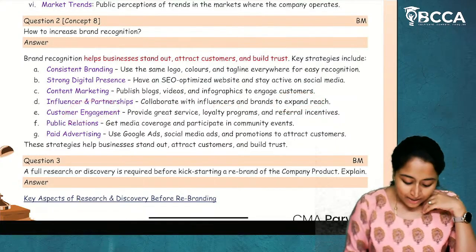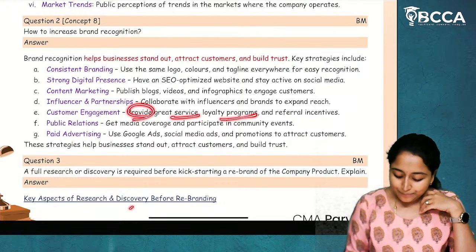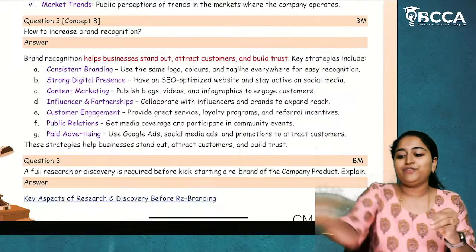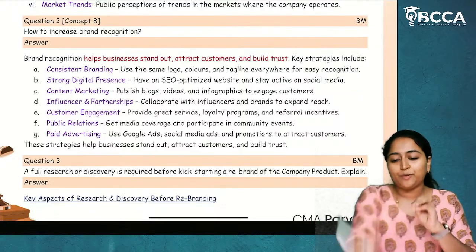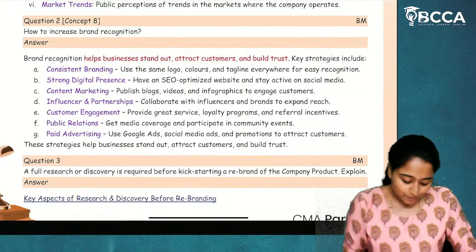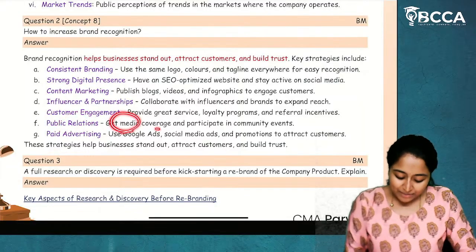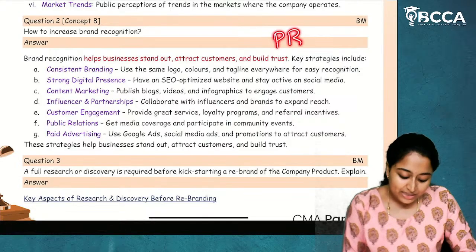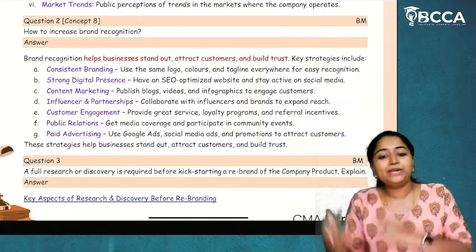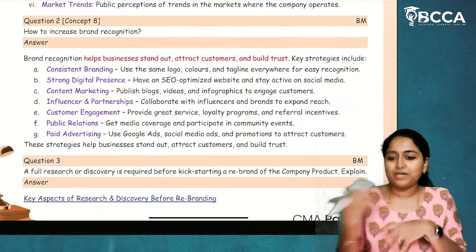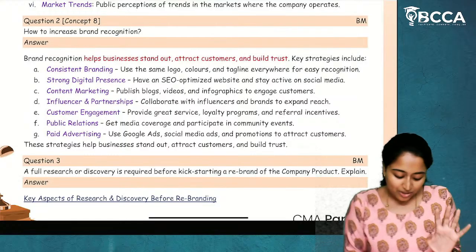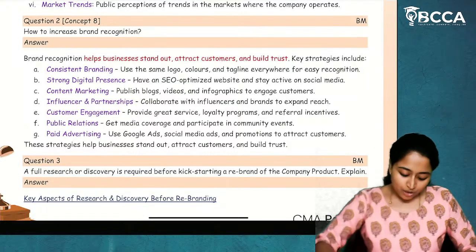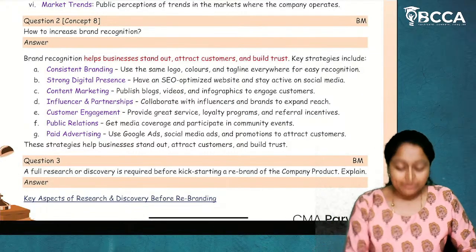Customer engagement: provide great service, loyalty programs and referral incentives. Now if you are referring another person to my product, I'll provide you an incentive. Regarding that also, public relations: get media coverage and participate in community events. You would have heard of PR. Many celebrities use PR stunts, PR reputation, PR branding; that is called public relations. So build public relations by participating in community events.